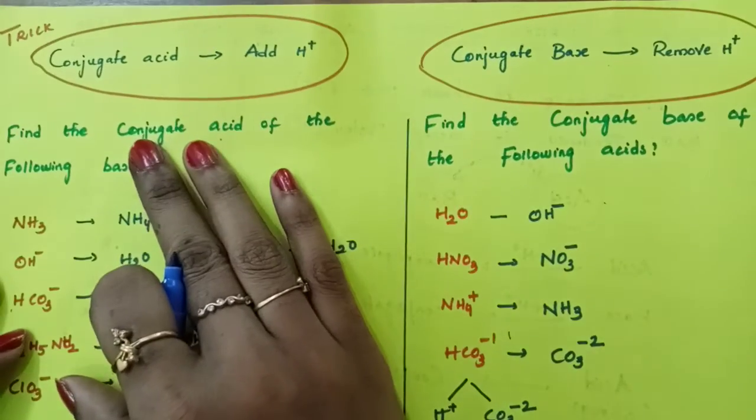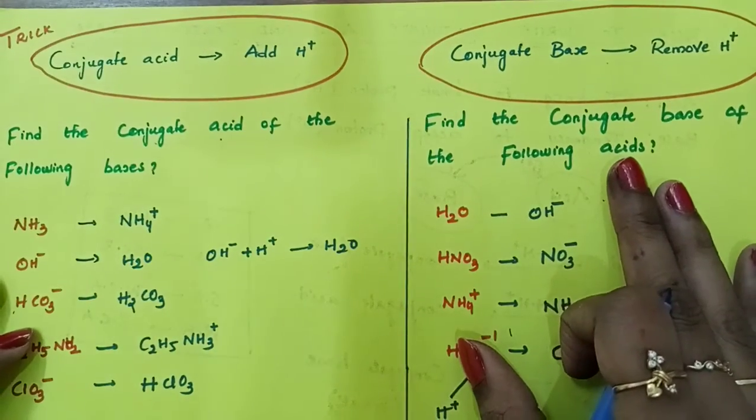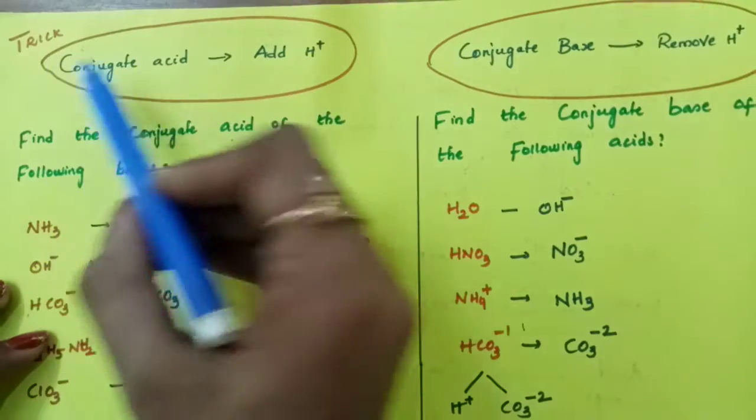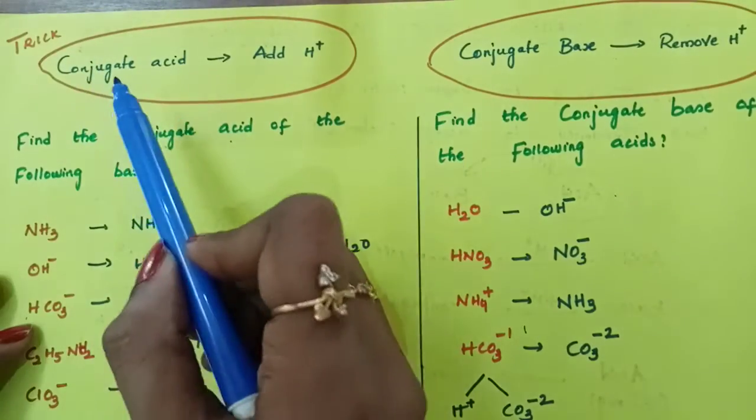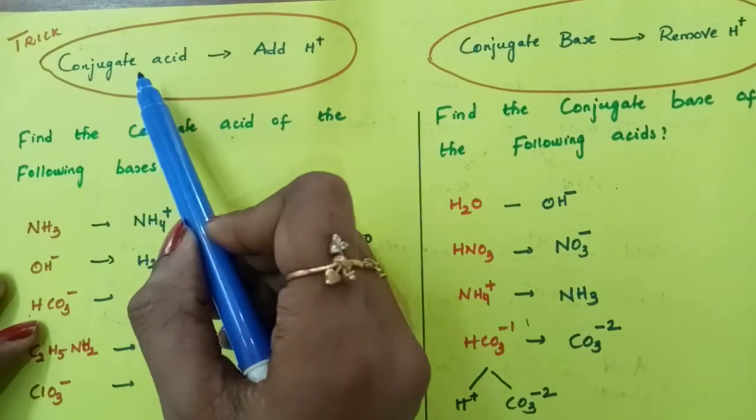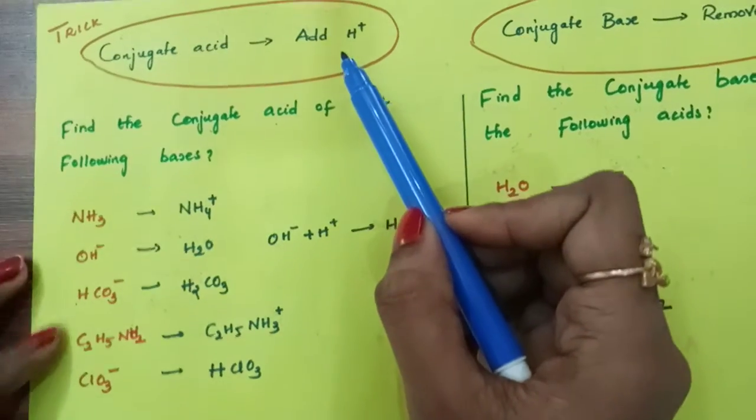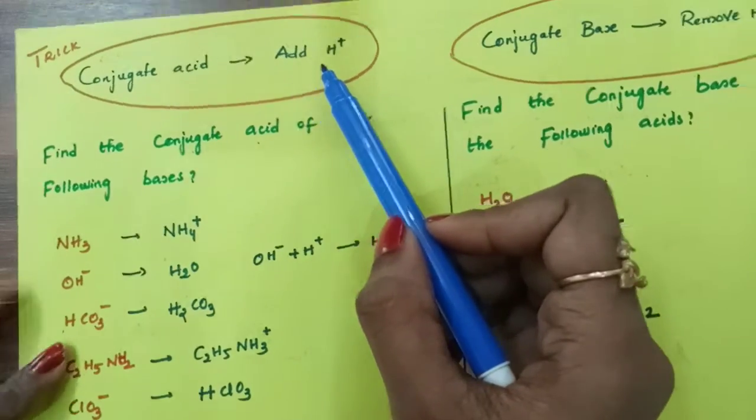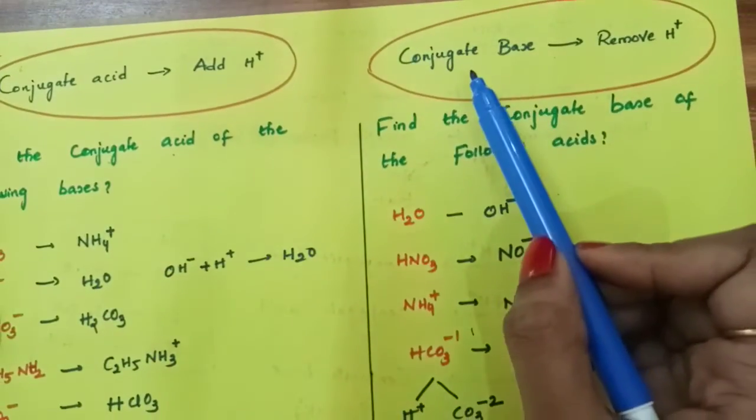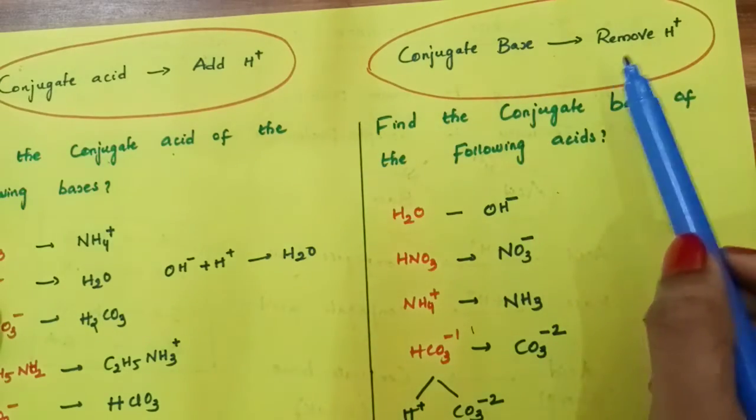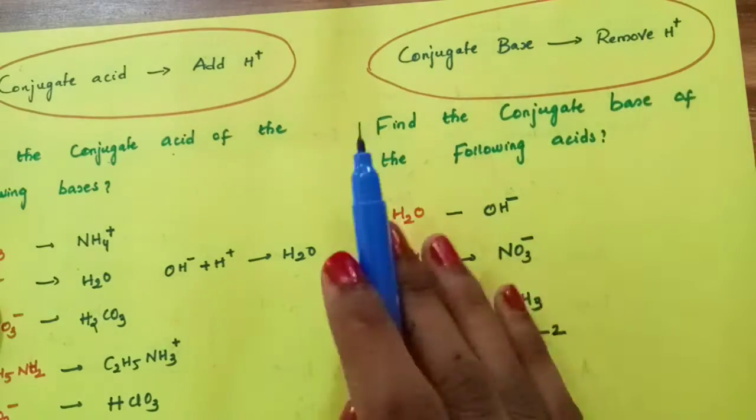Here we have a trick to find the conjugate acid and conjugate base. If the question is to find the conjugate acid, you add H plus ions to it. If the question is to find the conjugate base, you just remove H plus ions from the given acid.